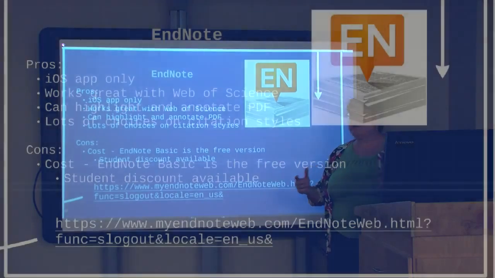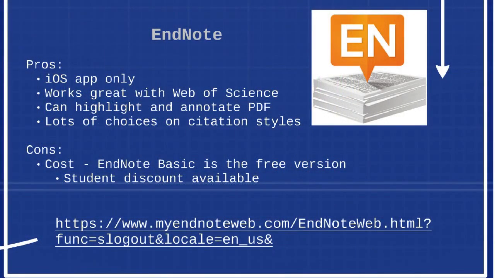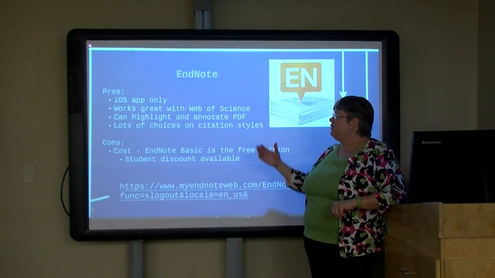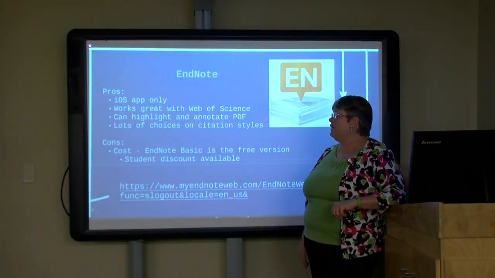EndNote is really good for the sciences because it's built in with Web of Science. The Web of Science people are the ones that own it, so it works with our Medline and biology. So I use it a lot with biology students. Once again, it's like Mendeley because you can highlight and annotate the PDFs. There are lots of choices on citation styles.